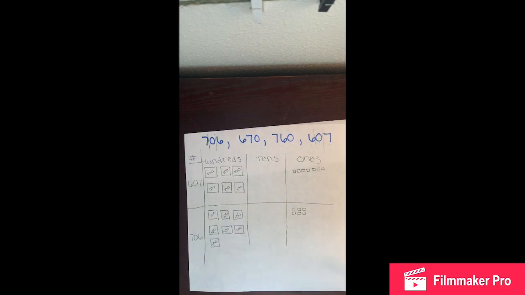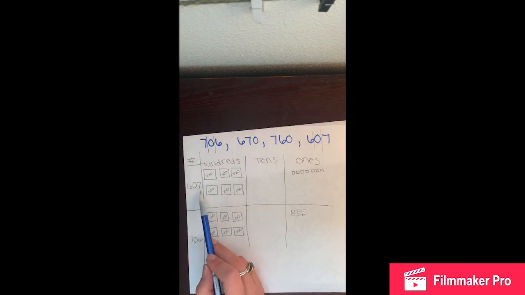So we can see that there's a slight difference here between 607 and 706. If you were playing a video game and earning points, which number would you rather have as your total score? 607 or 706? You would rather have 706, okay?